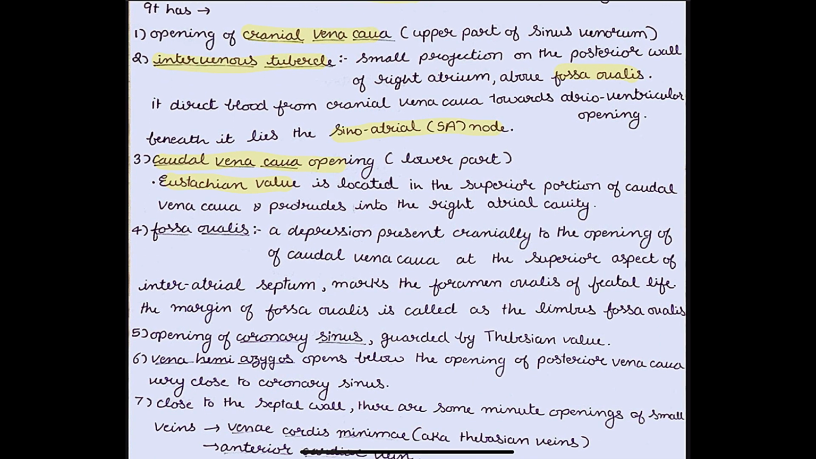So what is the fossa ovalis? See here. The fossa ovalis is just a remnant of the fetal heart. It is a depression present cranially to the opening of the caudal vena cava at the superior aspect of the interatrial septum. The right and left atria are separated by an interatrial septum. In fetal life, they are not completely separated. There's a hole in the interatrial septum, and this is called the foramen ovale. This foramen ovale closes at birth, and the remnant is called the fossa ovalis.